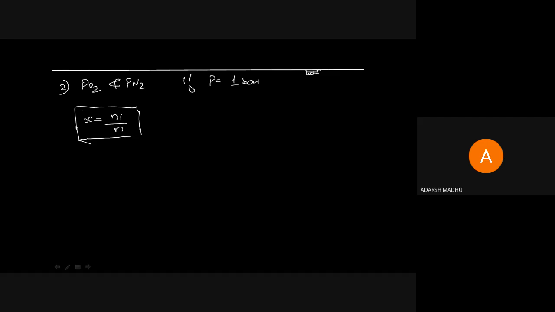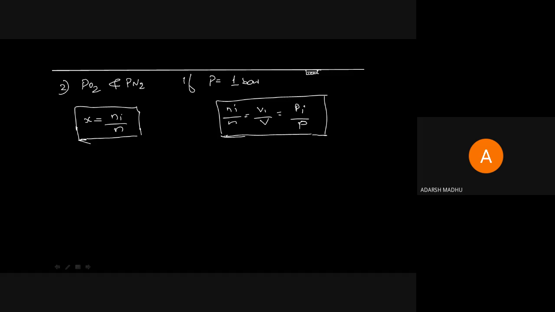So here mole fraction is denoted by X, and it is defined as number of moles of any one constituent divided by total number of moles. Total number of moles is denoted by N, and a constituent's number of moles by Ni. If we are taking oxygen, we can write NO2 by N. If we are taking nitrogen, we can write NN2 by N. Okay, Ni by N can be written as Ni by N equal to Vi by V equal to Pi by P.